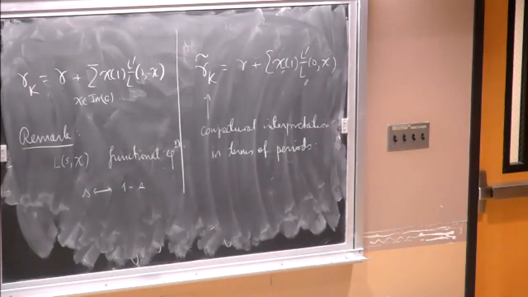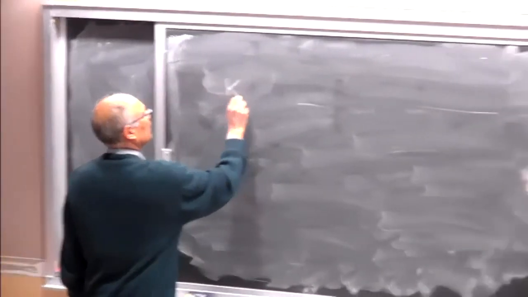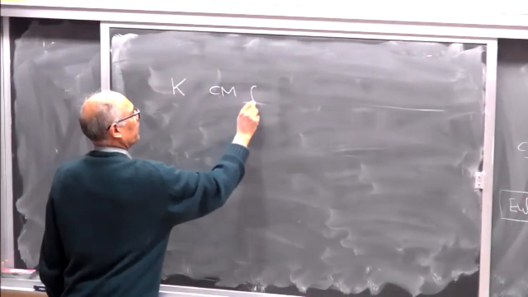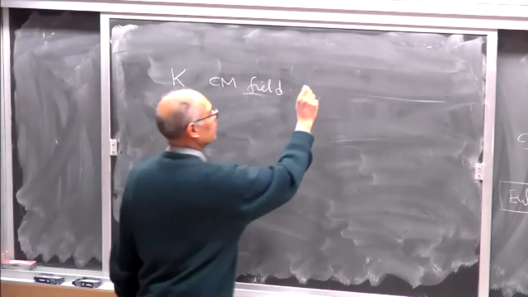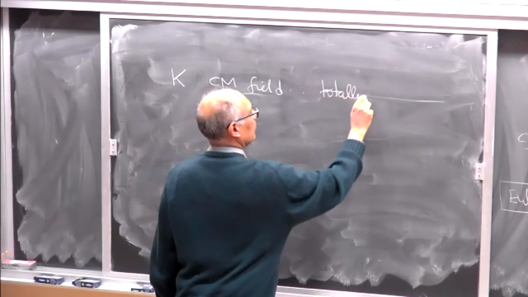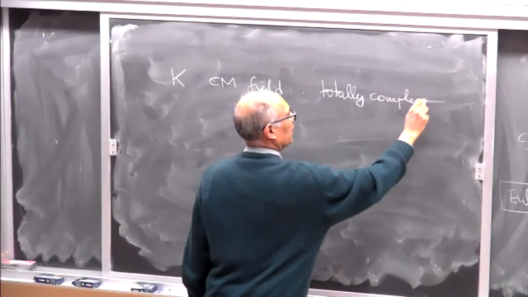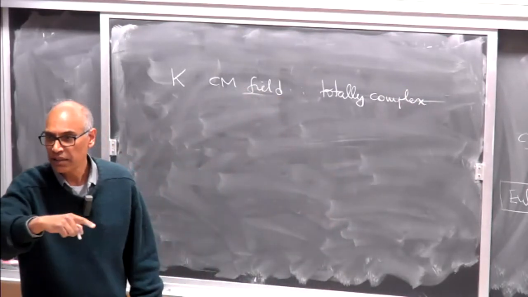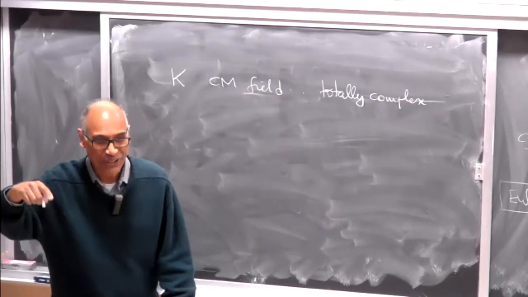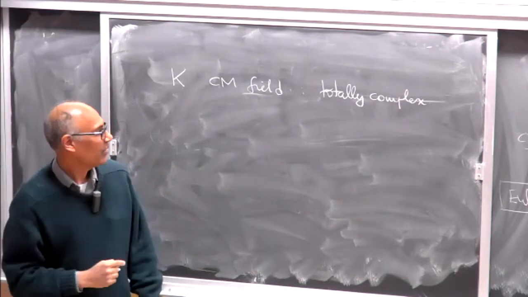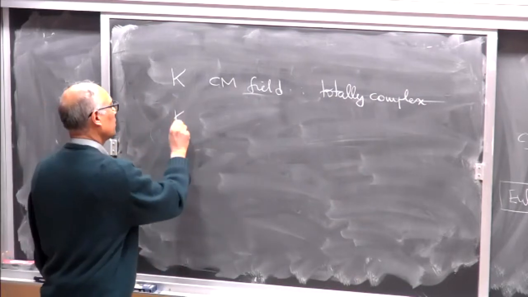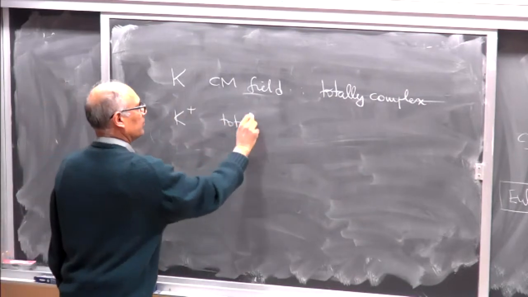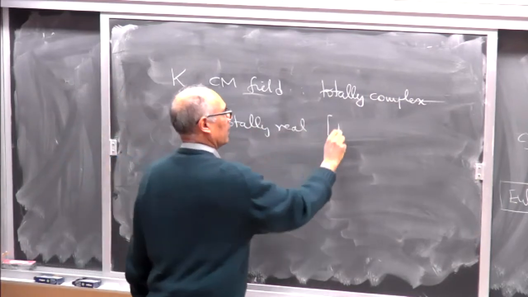So let's see how this goes. I'm going to define the geometric model. We start in the case that K is a CM field. So not any field, but a CM field. What's a CM field? It means it's totally complex. In other words, every embedding of K into C actually goes into C, and not into the real numbers. And it has a maximal subfield, which is totally real. So K plus, totally real. And the index is 2.